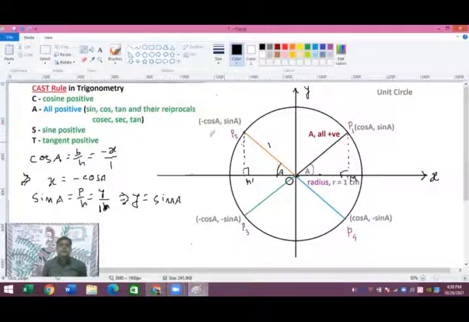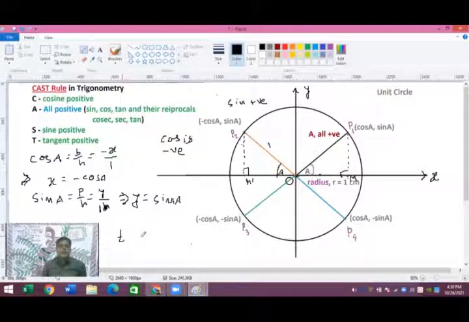That means what we have found actually is that cos is negative in this case, but we found sine as positive. Alright, so let's see what happens for tan.